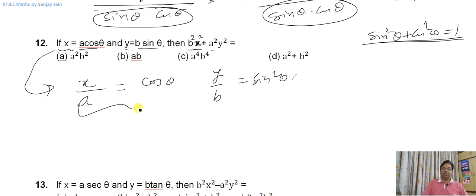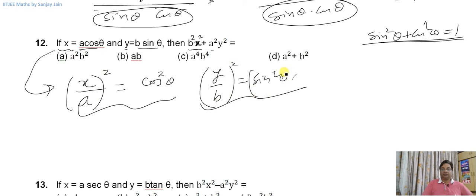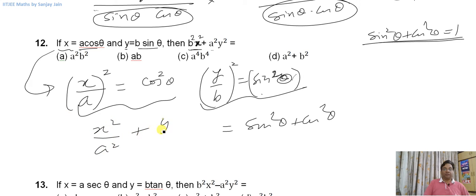Now if you see, we can square these two expressions and add, right? Because if I square these, it will become cos square theta equals this, sin square theta equals this expression. Now if I add these two expressions, on the right hand side I'll have sin square theta plus cos square theta, which is 1. On the left hand side I'll have x square by a square plus y square by b square. Okay, and what I require here is b square x square plus a square y square. So this I'll replace by 1.